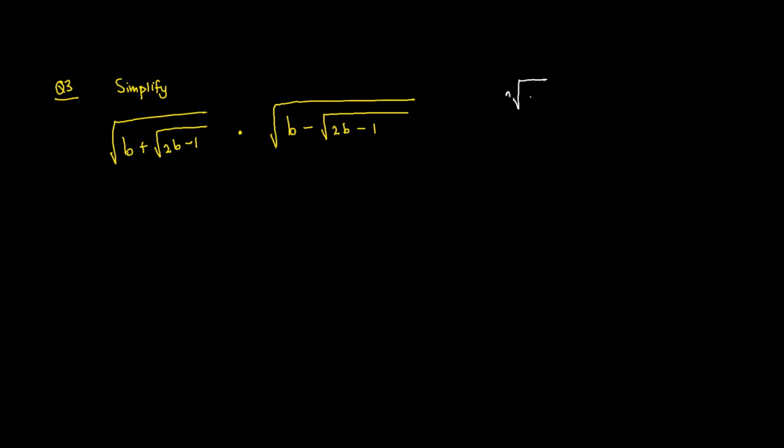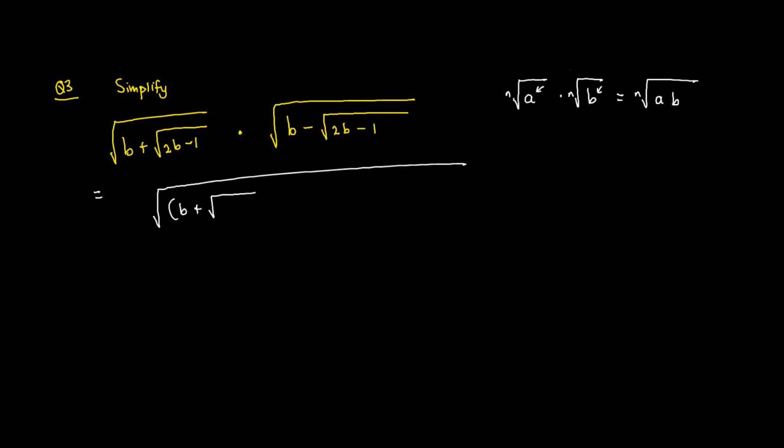The first law of surds, the nth root of a times the nth root of b, which is equal to the nth root of a times b. So whatever is inside the first nth root must be multiplied to whatever is inside the second nth root. Right? So what do we have? We have the square root of whatever is inside here, which is b plus the square root of 2b minus 1. It's being multiplied to whatever is inside the second surd, which is b minus the square root of 2b minus 1.